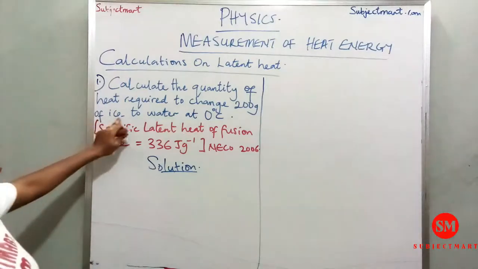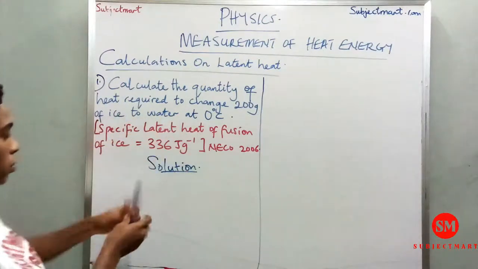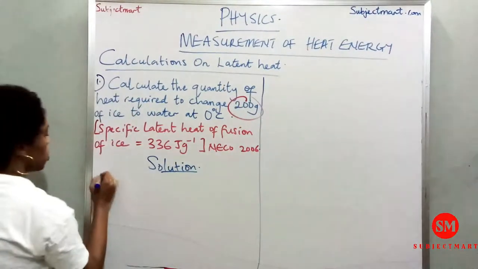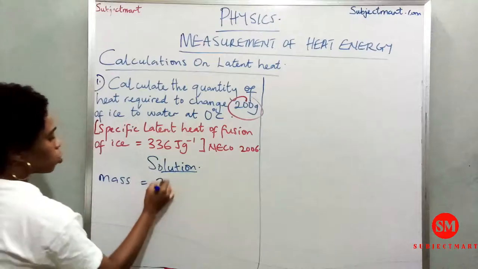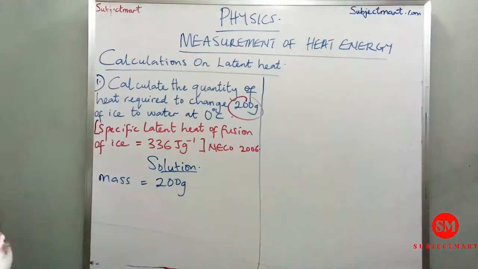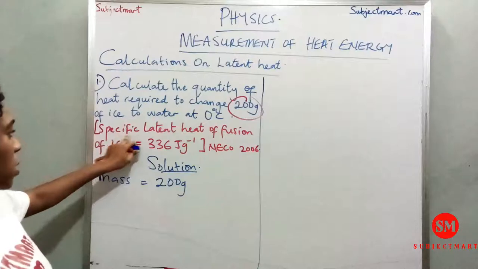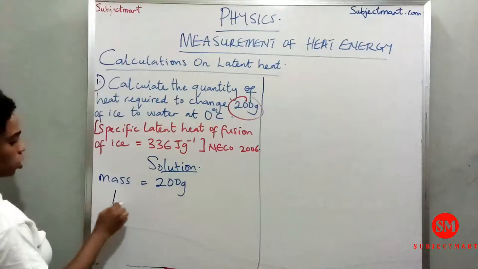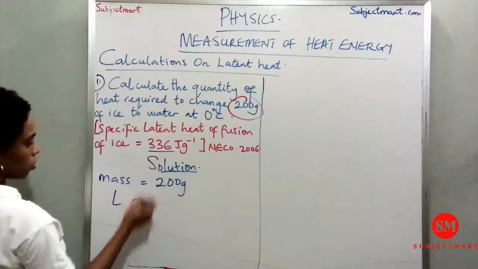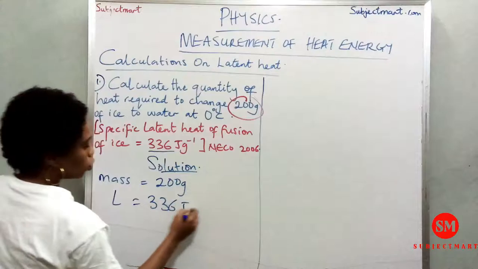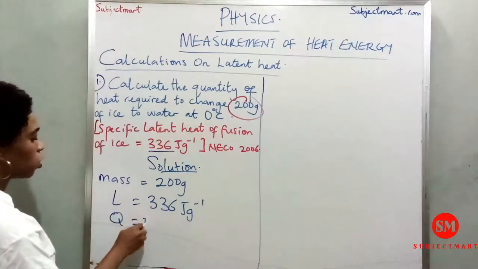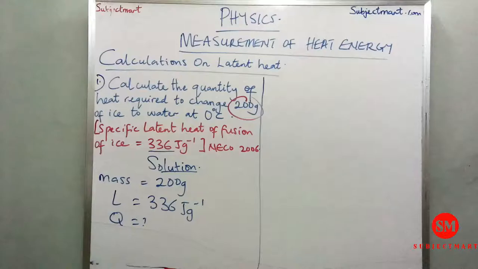So from the question, we are given the mass of ice, which is 200 grams. We are also given the specific latent heat of fusion of ice, which is 336 joules per gram. We are asked to find the quantity Q, the quantity of heat required.